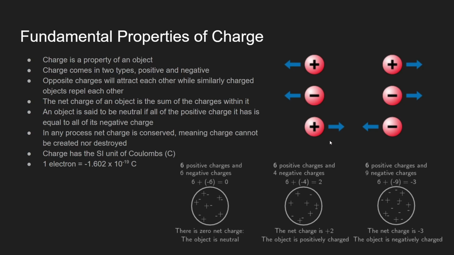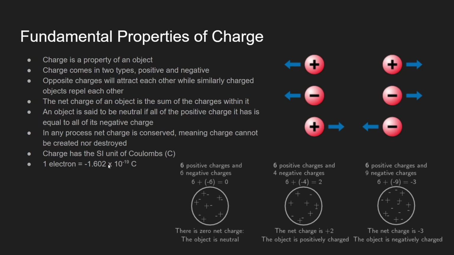And so, in any process, net charge is conserved, meaning charge cannot be created nor destroyed. It can be changed in the sense that you remove charge or you add charge, but you can never make a new charge in the universe. If you add charge, that charge had to come from somewhere else. If you remove charge, that charge had to come from somewhere else.